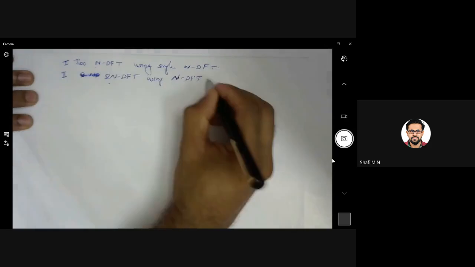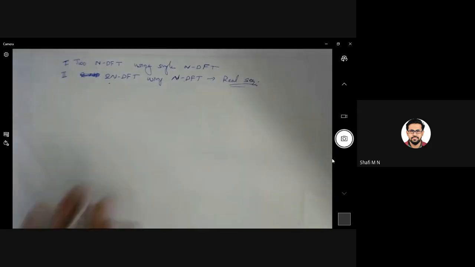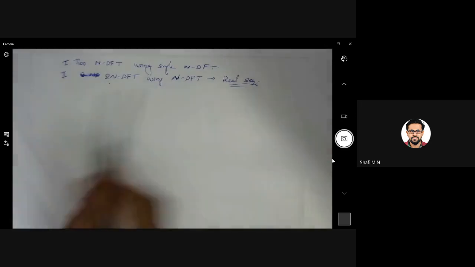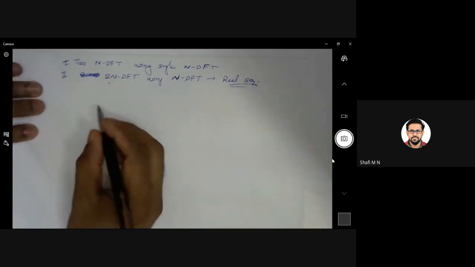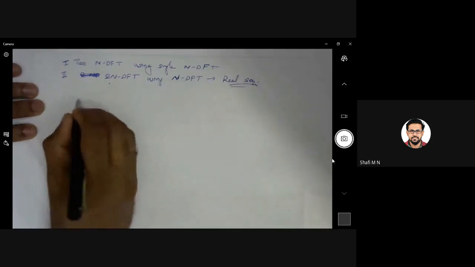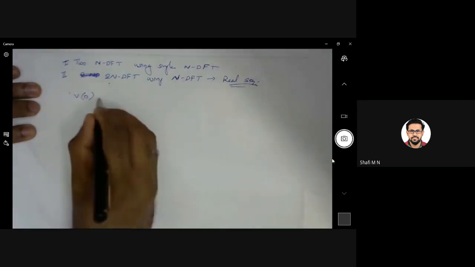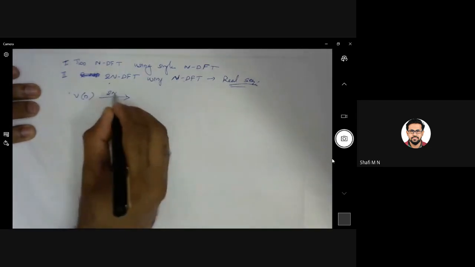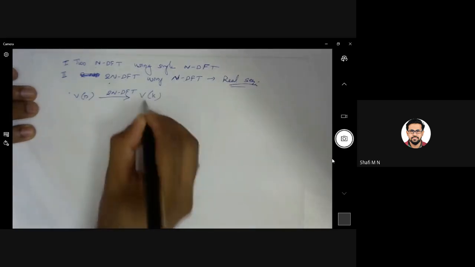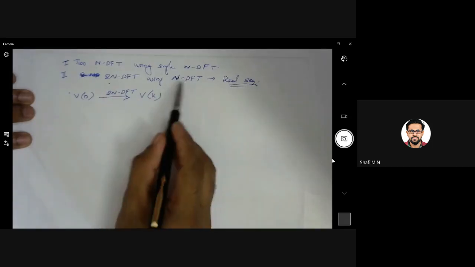Again, this is also applicable only for real sequences. Your sequence must be real, because as we did in the last class, we combined two sequences. Here also you will do such combinations. So I will write the theory first. Let me consider a sequence, say v of n, for which I have to calculate the 2N-point DFT, and let me name it V of k. This is what I want to compute, and that has to be done with the help of an N-point DFT instead of the 2N-point DFT.